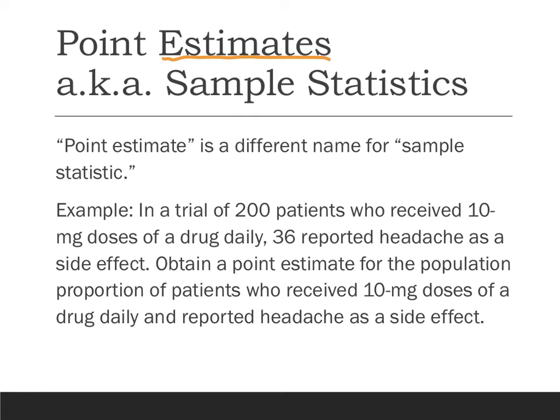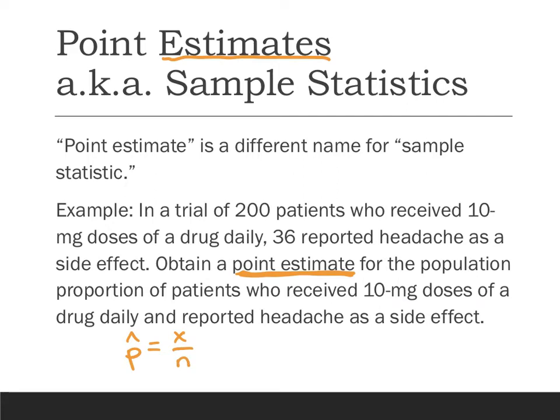So we did have an example, and this actually came from the interactive assignment. In a trial of 200 patients who receive 10 milligram doses of a drug daily, 36 reported a headache as a side effect. Obtain a point estimate. So a point estimate is going to be a single value that estimates a parameter for the population proportion of patients who received 10 milligram doses of a drug daily and reported a headache as a side effect. So we're going to find p hat, our sample proportion. And we find that just by doing x over n.